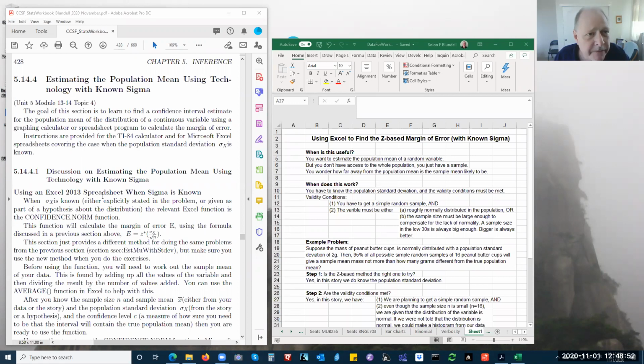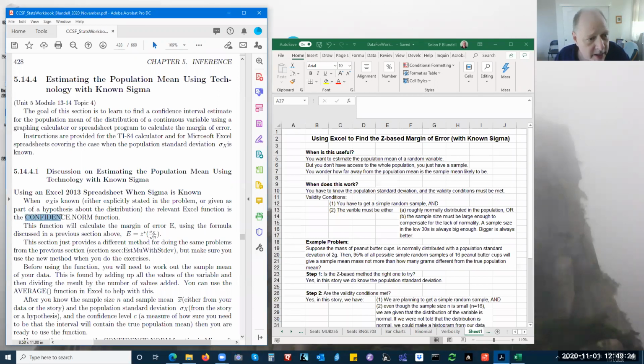And we learned a formula in an earlier section for the margin of error. So we learned to do this by hand. And what I'm really just trying to introduce with this presentation is an Excel function that can do the arithmetic for you. And I'm just going to emphasize as I go along what are the requirements for when this works, when it is a valid method to use.